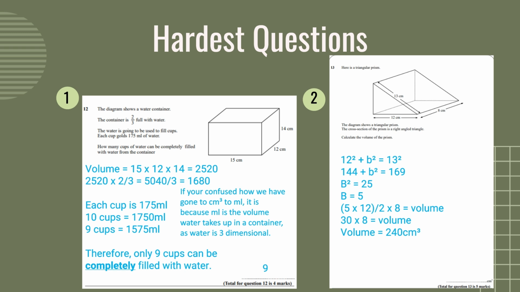So, we then do base times height divided by 2, which is 5 times 12 divided by 2, times the length of 8 will give us our volume. And if we simplify that down, that's 30 times 8 equals our volume. So our volume of a triangular prism would equal 240 centimeters cubed, giving us our final answer.